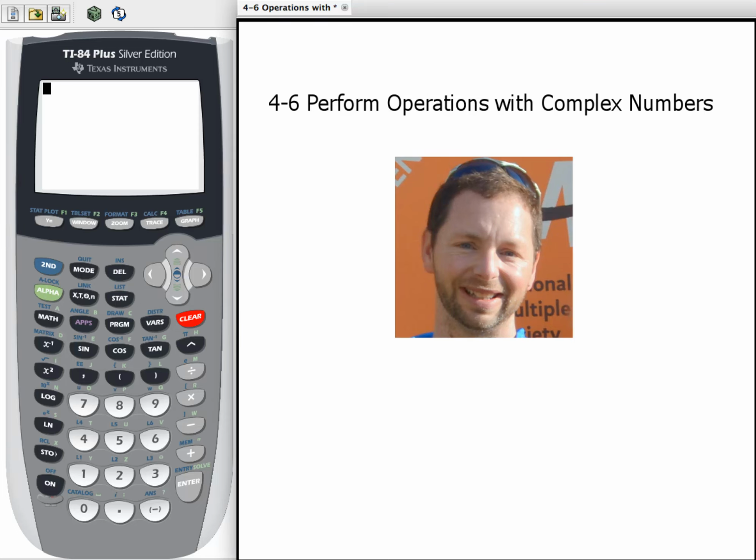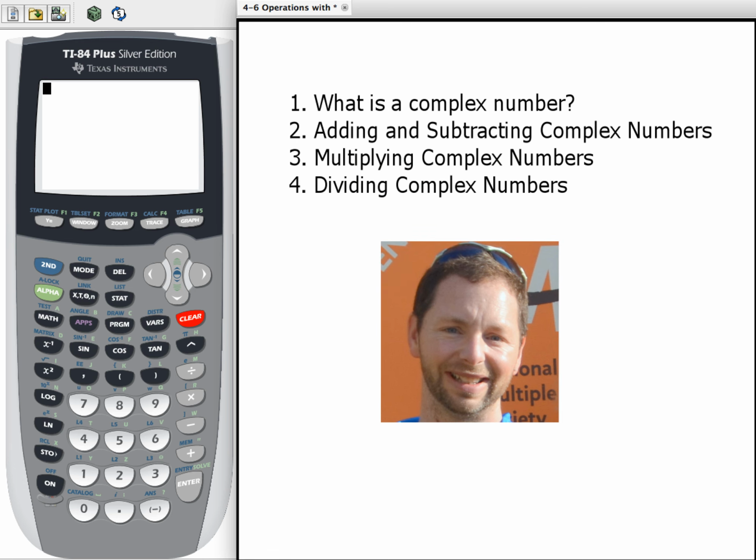We're going to take a look at performing operations with complex numbers. Now, when you do that, we're going to take a look at four different things. The four things we're going to take a look at today. First, what is a complex number? I'm sure you're wondering. I was too, and we'll talk about that in a little bit.